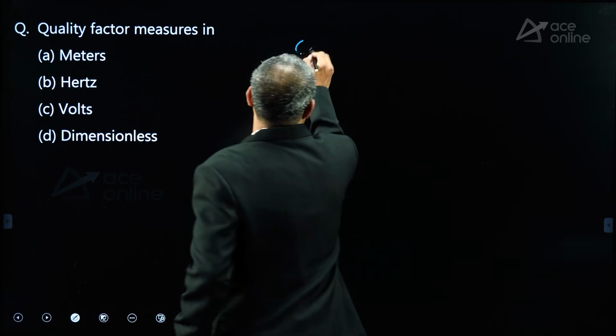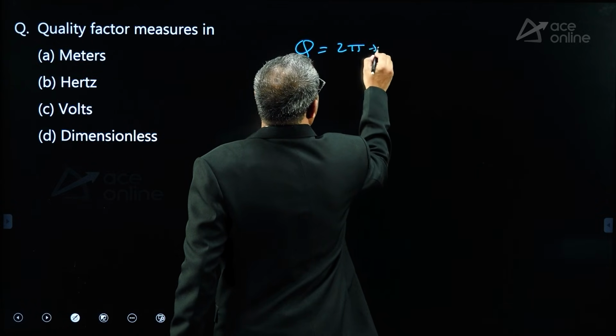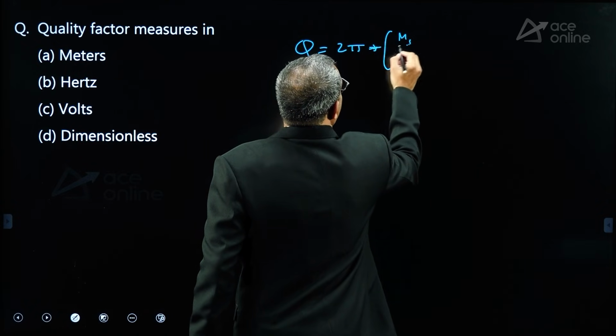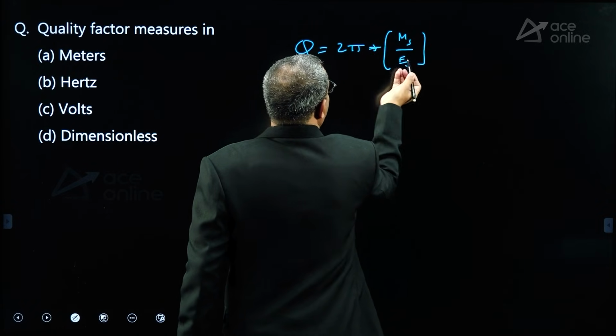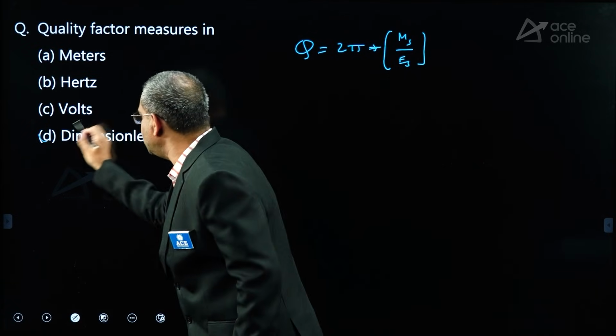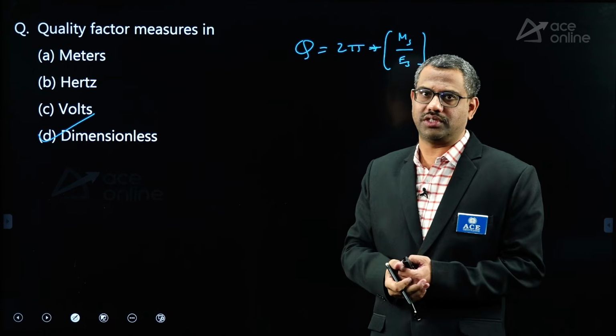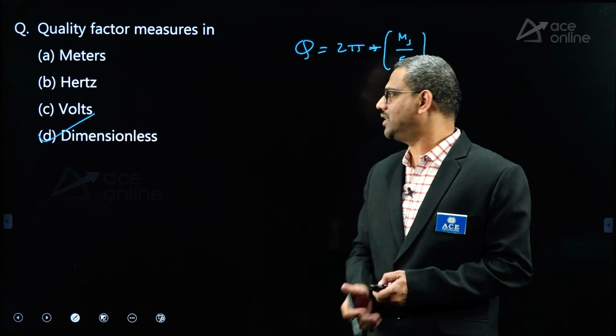So quality factor is 2 pi into maximum stored energy by energy dissipated. This is dimensionless. It is a constant. Quality factor is a constant. There is no unit for it, dimensionless.